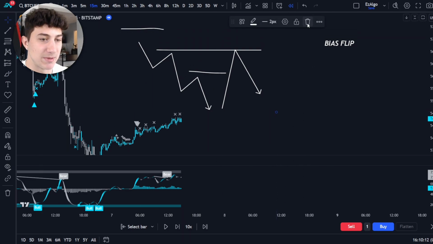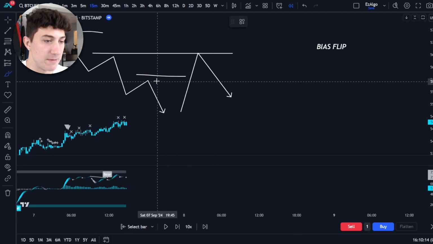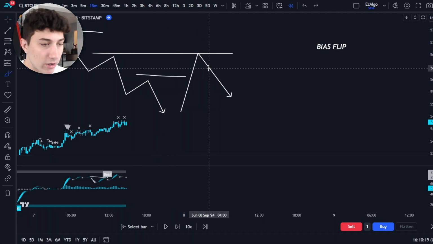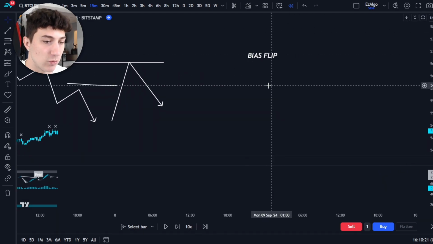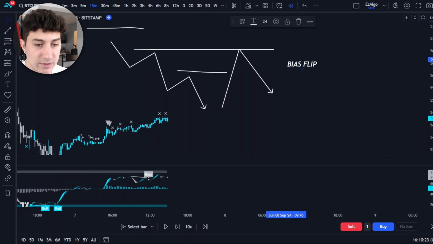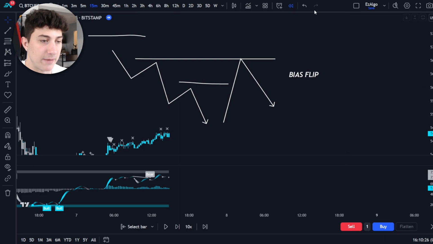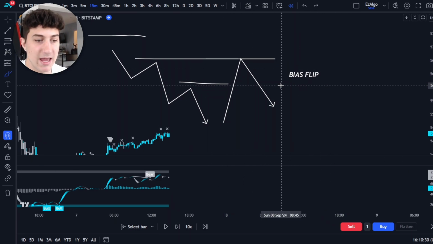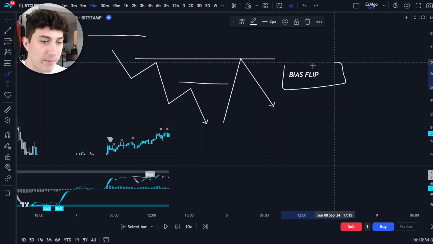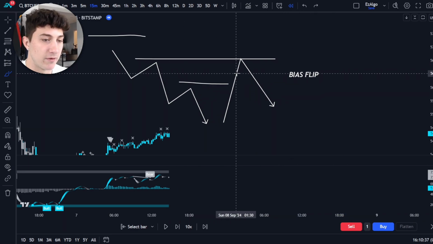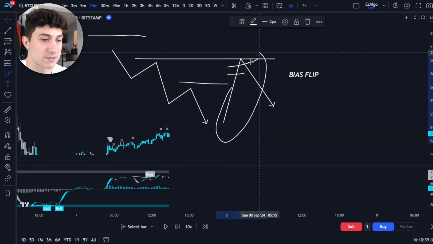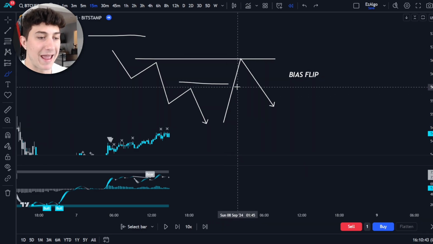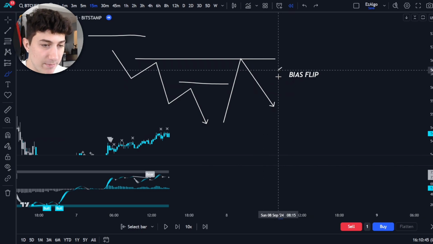And that is displacement, right? We want to see displacement closing above this high, creating a bias flip or a valid market structure shift, whatever you want to call it. I'm going to call it a bias flip, okay? Because I'm different and I want to call it a bias flip, okay? So we want to see that bias flip, and we only get this bias flip, by my definition, when we close above multiple candles with displacement. If we do not see multiple candle closes above and displacement, then it is not a bias flip, okay?